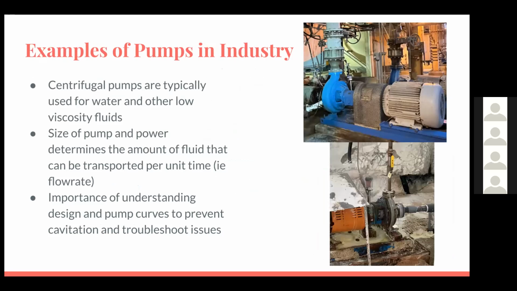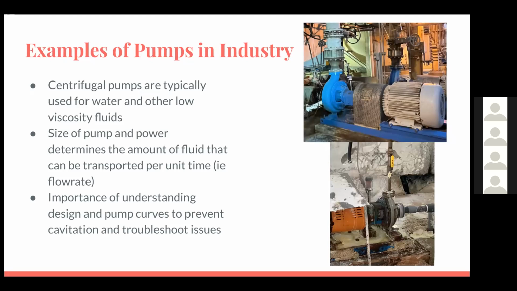This slide includes actual examples of pumps in industry. These photos were taken by me when I was on a co-op at a linerboard paper mill last semester. Typically, centrifugal pumps are used to pump fluids such as water and other low viscosity fluids such as acids and bases, for example. The size and the power of the pump, as well as the motor, determine how much fluid can be transported per unit time.